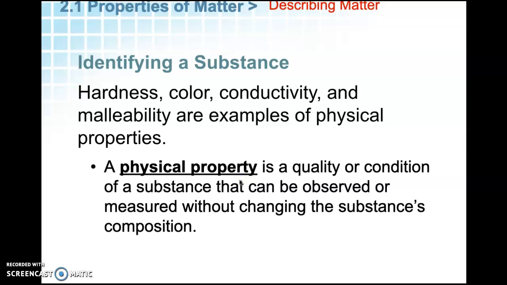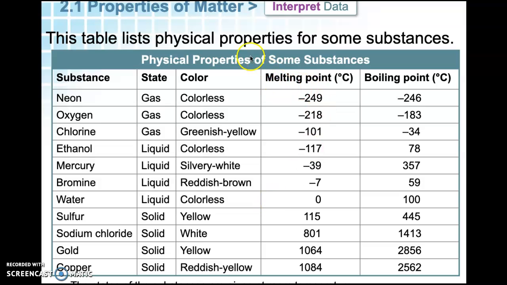Hardness, color, conductivity, and malleability are examples of physical properties. So a physical property is the condition of a substance that can be observed without changing what the substance is. Like you can bend it, or you can stick it into a fire, and if you burn your hand, it's a good conductor of heat. Those are physical properties.